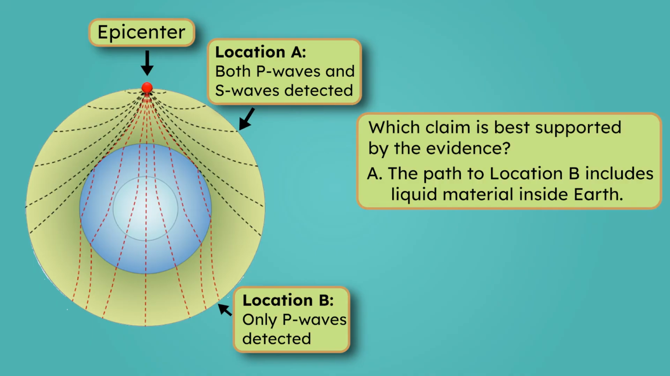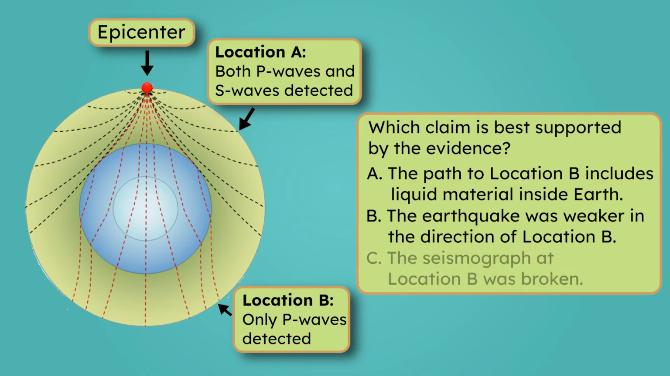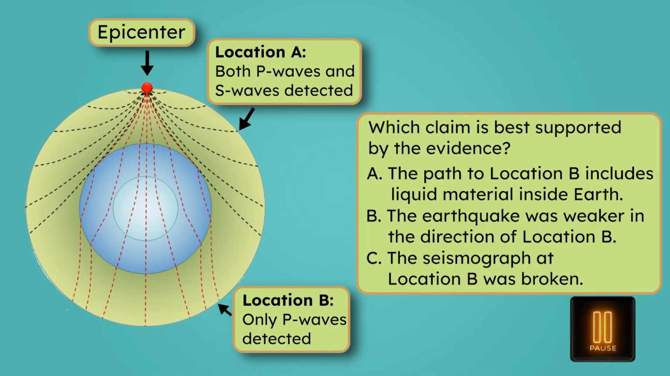Claim A, the path to location B includes liquid material inside Earth. Claim B, the earthquake was weaker in the direction of location B. Claim C, the seismograph at location B was broken. Pause the video and explain your reasoning in your guided notes.